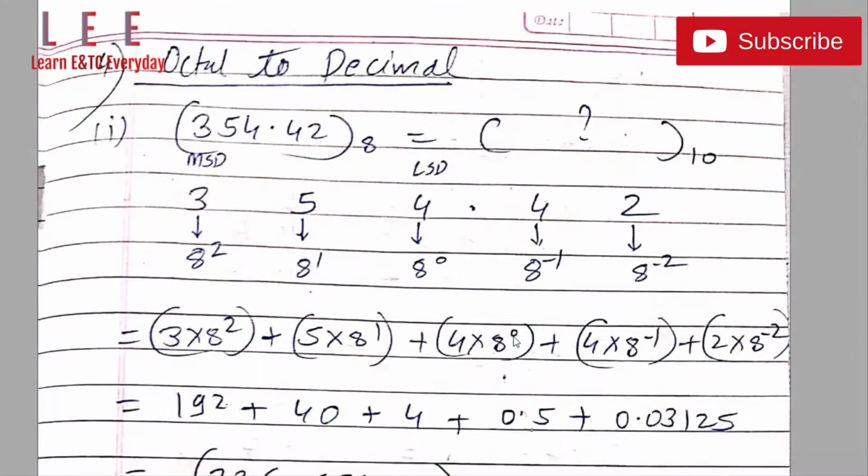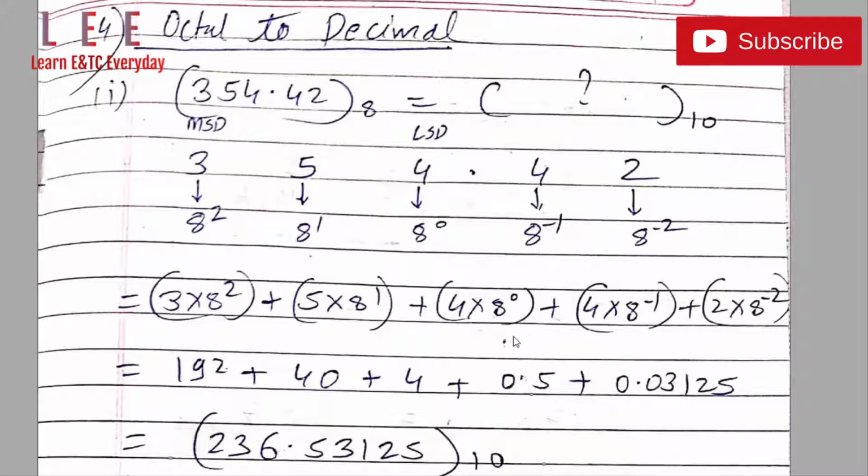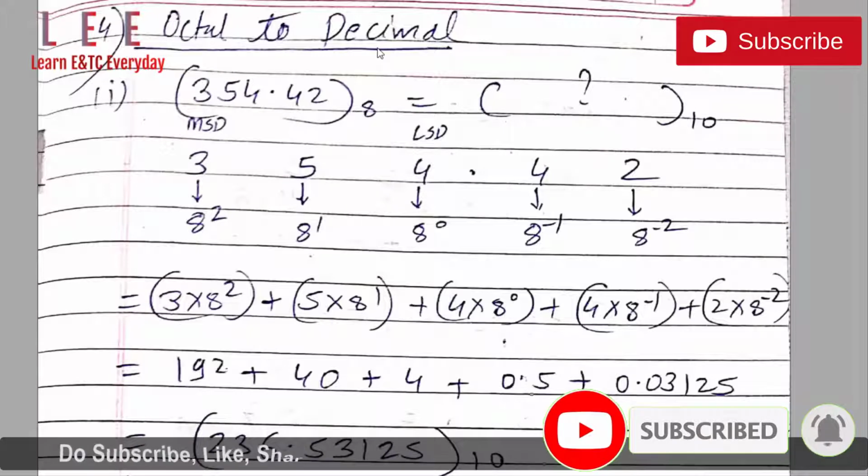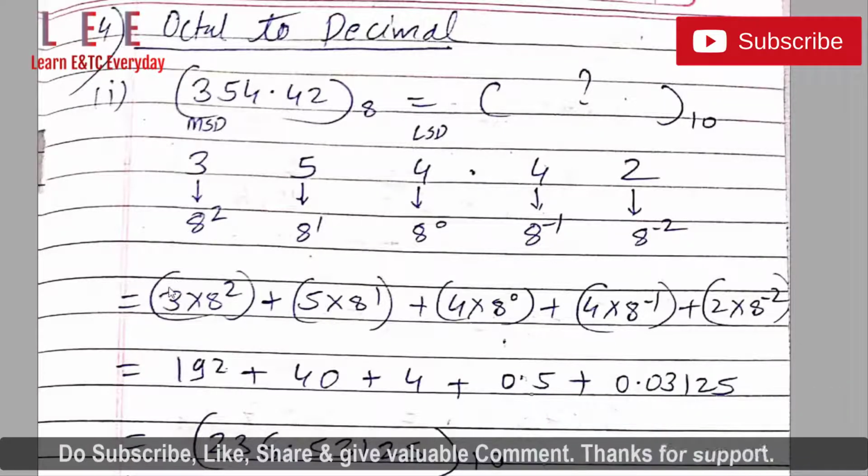Octal to decimal. As we converted binary to decimal, what did we use? We used product and sum. I have already told you, whenever we convert any number into decimal, you have to use the power of that number. In binary to decimal, we used powers of 2. In octal to decimal, we will use powers of 8. So this is the point, and this is my LSD. So this is 8 to the power 0, 8 to the power 1, 8 to the power 2, 8 to the power minus 1, 8 to the power minus 2.